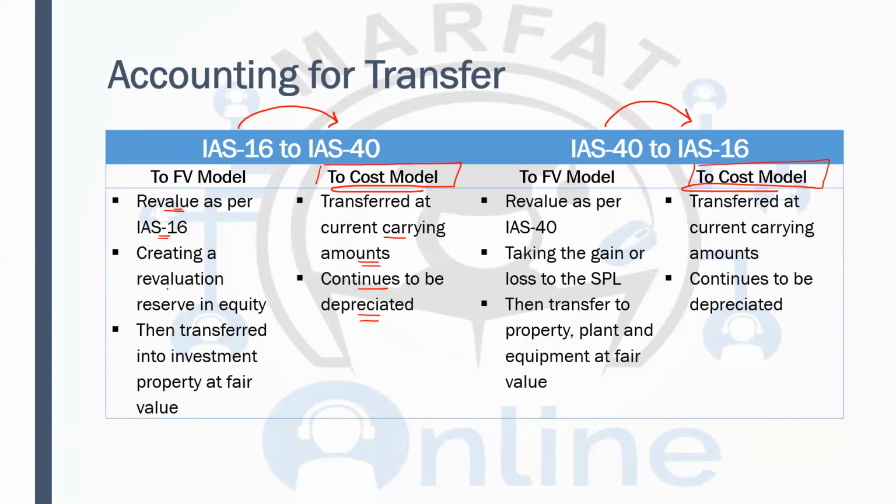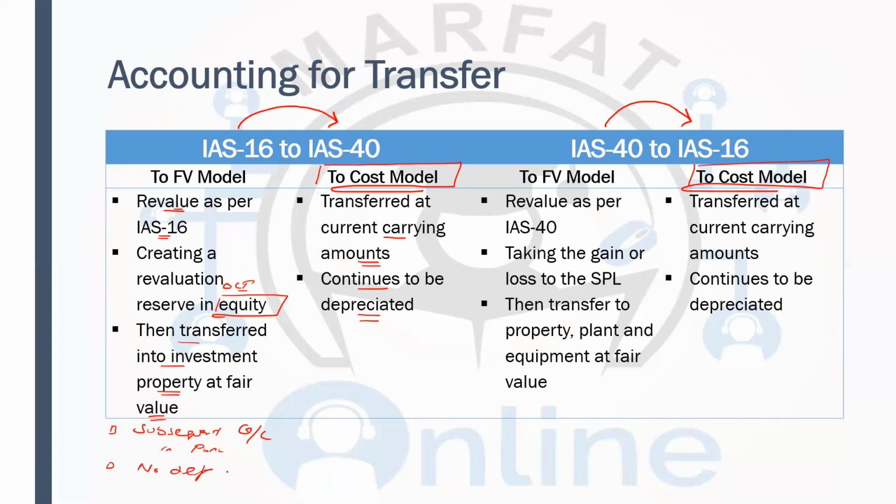When you revalue it, there's going to be a revaluation surplus, a revaluation gain or loss. That is going to be recorded in equity, that means the other comprehensive income and the revaluation surplus, because the property is still in IAS 16. Then it is transferred into investment property at fair value. The subsequent gains or losses, once the property has been transferred to IAS 40, will be recorded in profit or loss. And there will be no depreciation further.